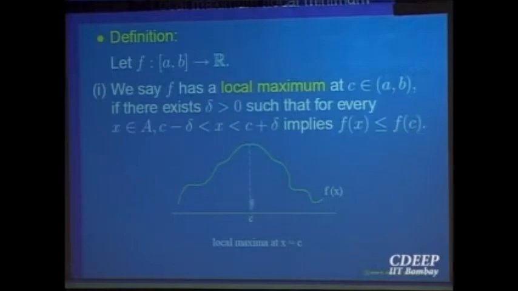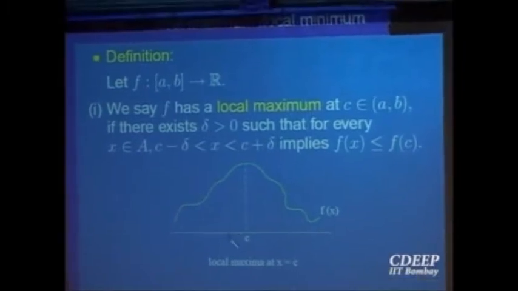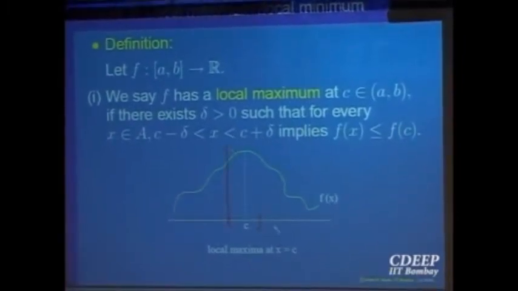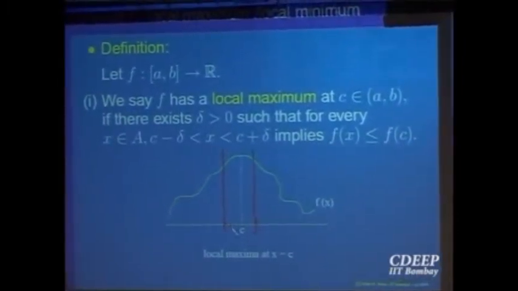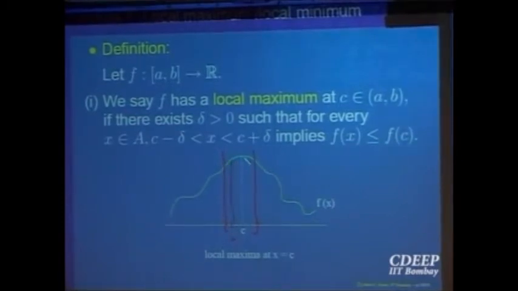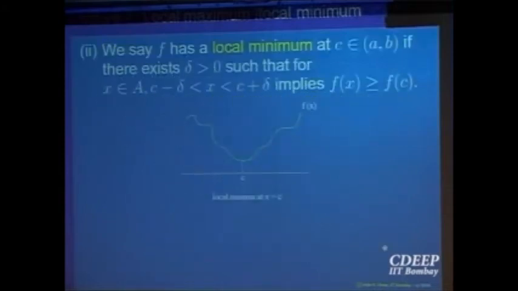So at this point, this is the value. In some neighborhood, there is a neighborhood here, you can say that if I look at the values here, at any point x, the value is less than the value at the point c. It may be very, very small, it doesn't matter, but there is a neighborhood around which this happens. Similarly, you can define local minimum.